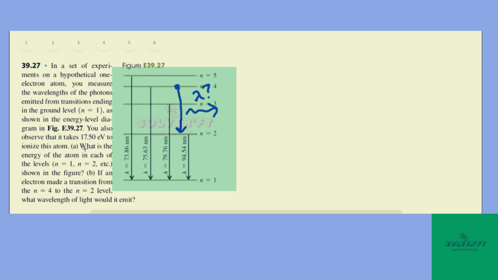So we want to start with part A, and we want to calculate the energy of the atom in each of these levels. Because then part B, if we can just find the energy difference between these energy levels, we can then use Planck's relation to find what that wavelength should be. So to find these energy levels, let's first look back to the hydrogen atom, since this may give us an idea as to what the energy levels of our hypothetical atom are going to be.